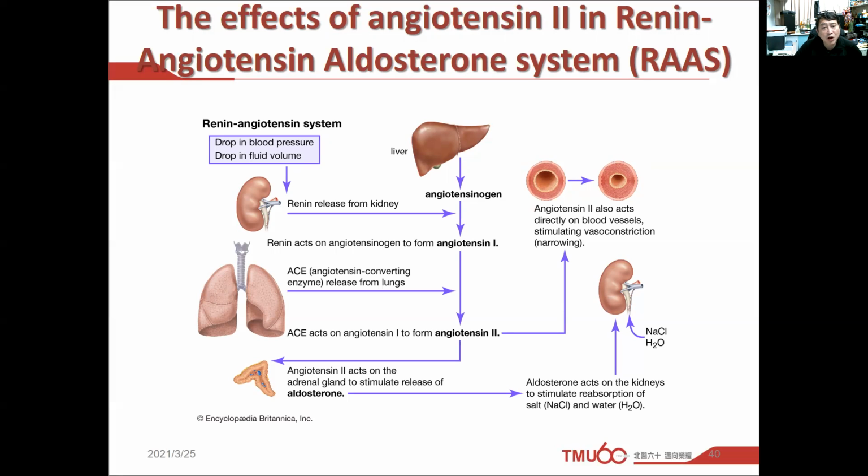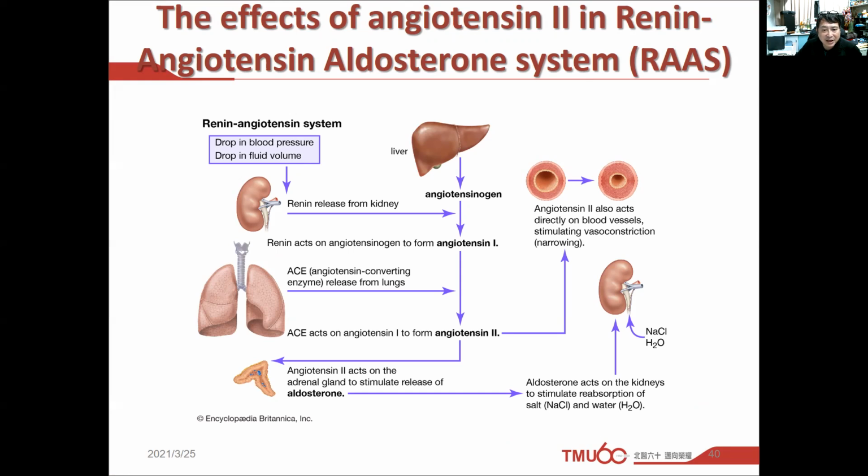This substance will be converted to angiotensin 1 by renin. Renin is released from the kidney when it responds to low blood pressure or a low fluid volume. Angiotensin 1 later on will be converted into angiotensin 2 by ACE. The full name is angiotensin converting enzyme, released from the lungs.